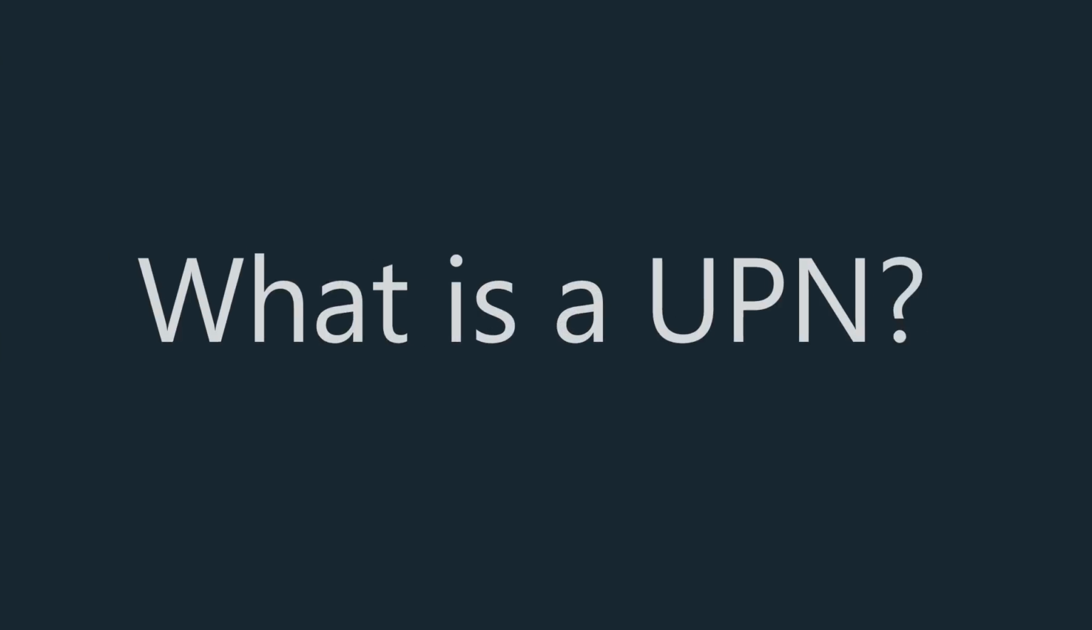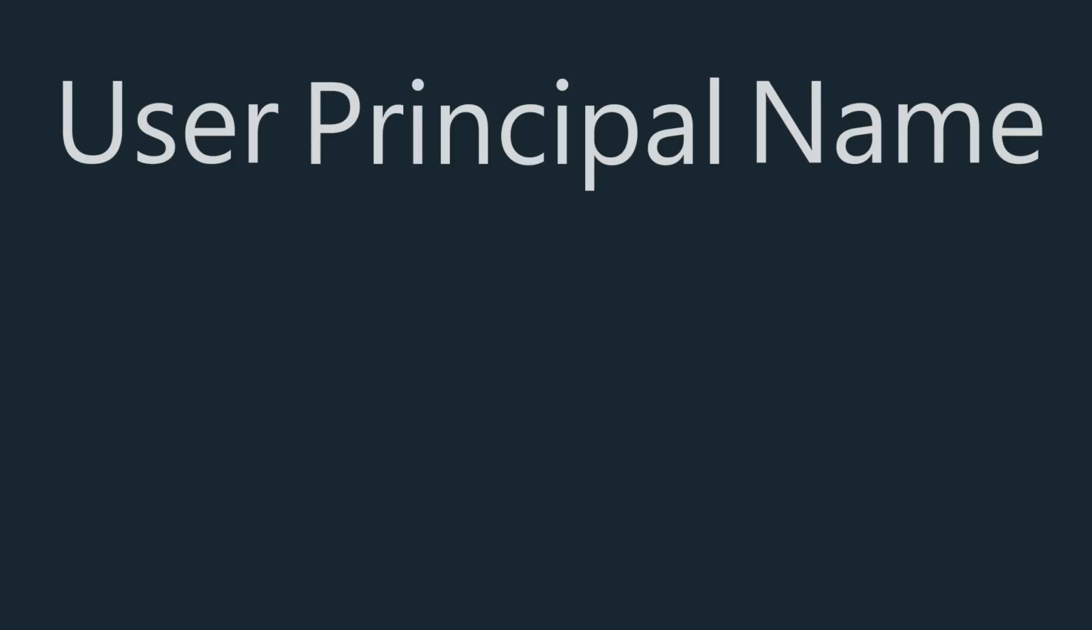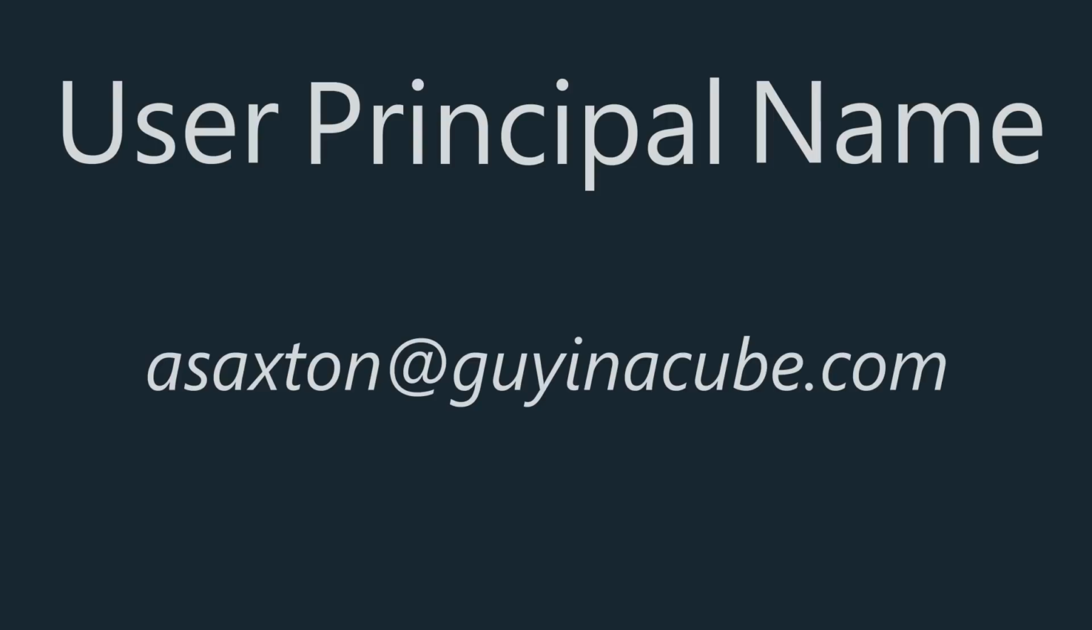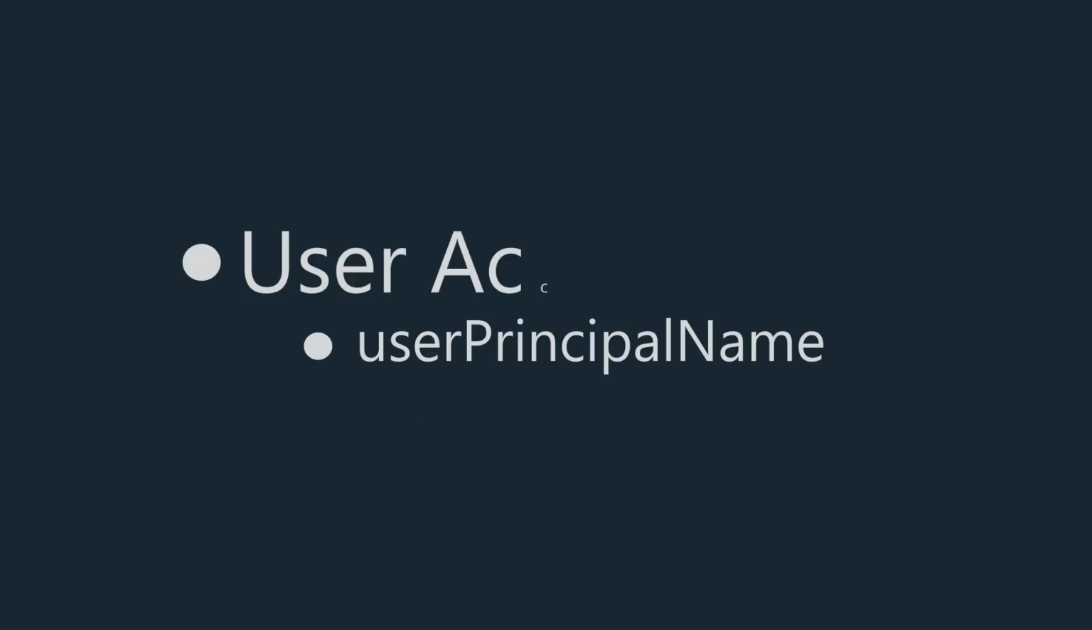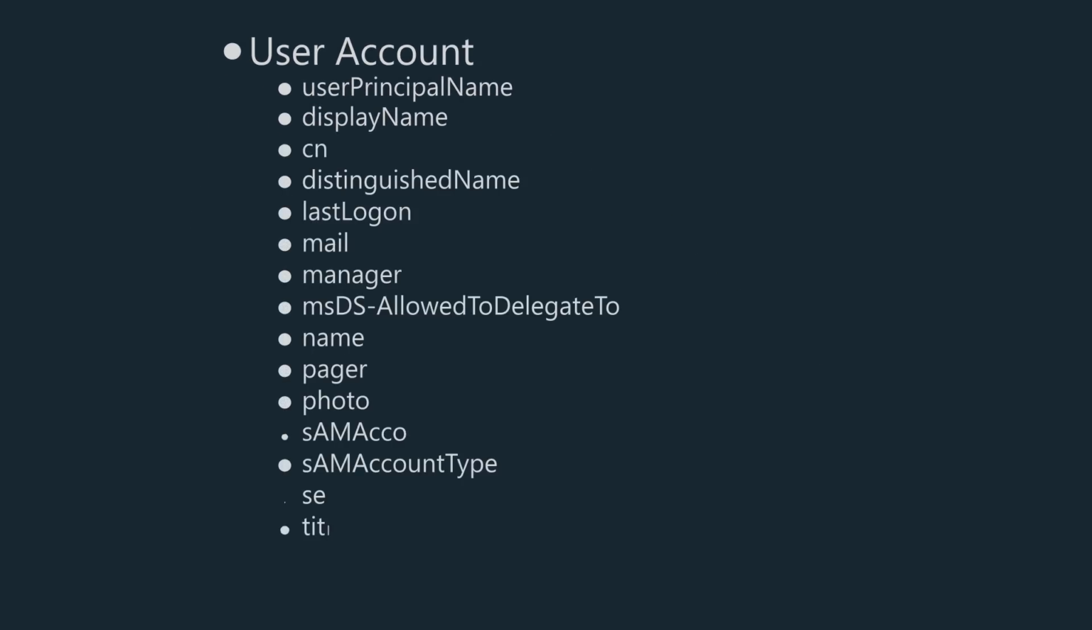What is a UPN? A UPN stands for User Principal Name. Kind of looks like an email address, and this is really just a way to identify a user in your domain. And really, it's an attribute on an Active Directory account, and it's one of many attributes on that account.